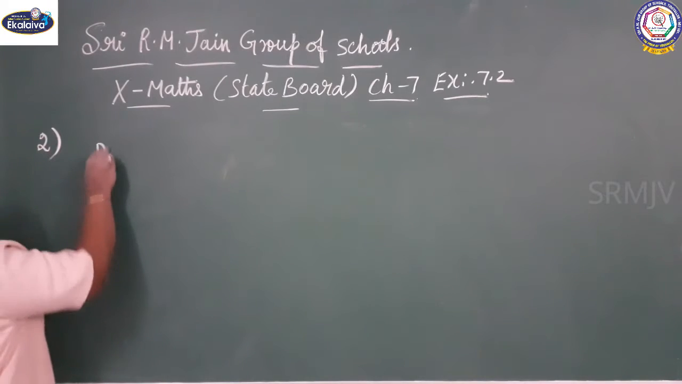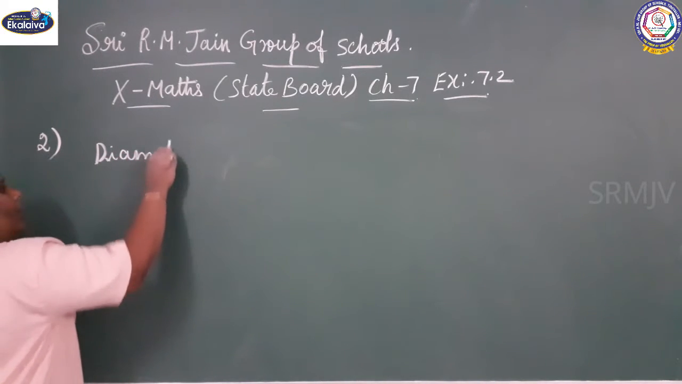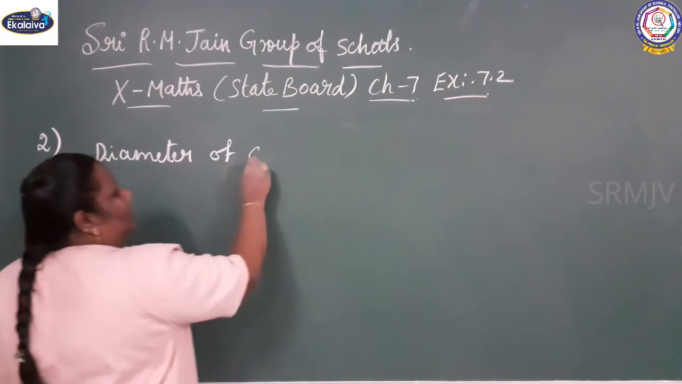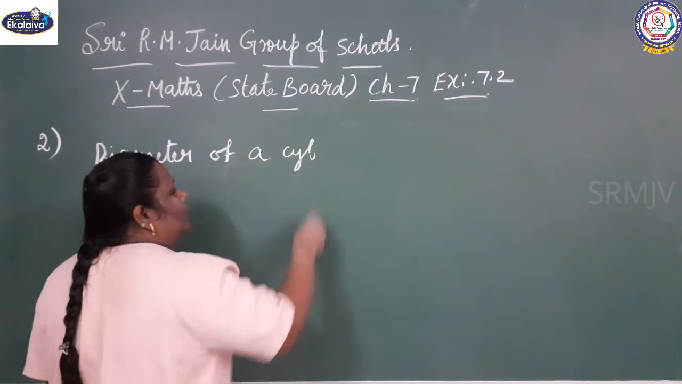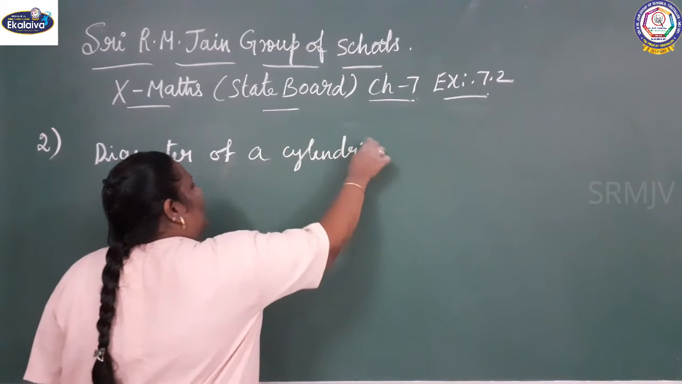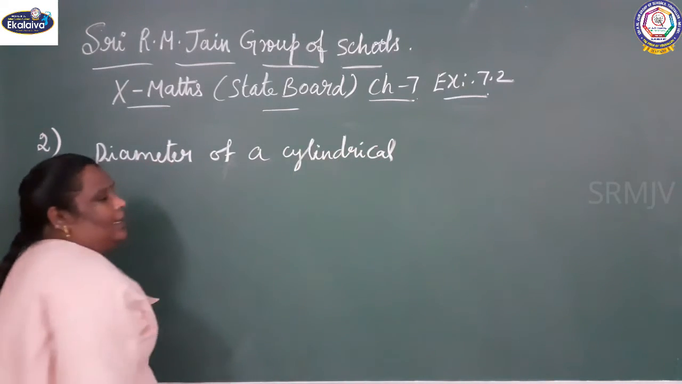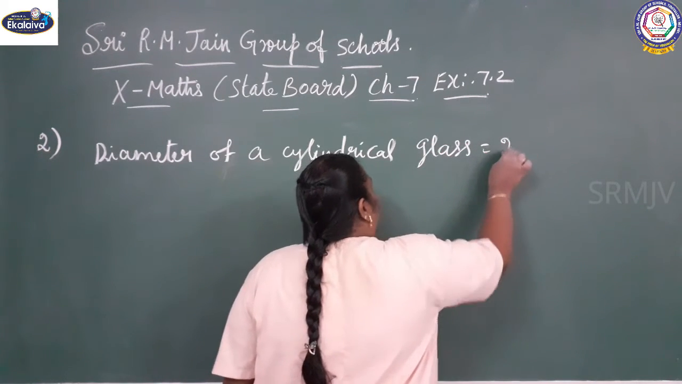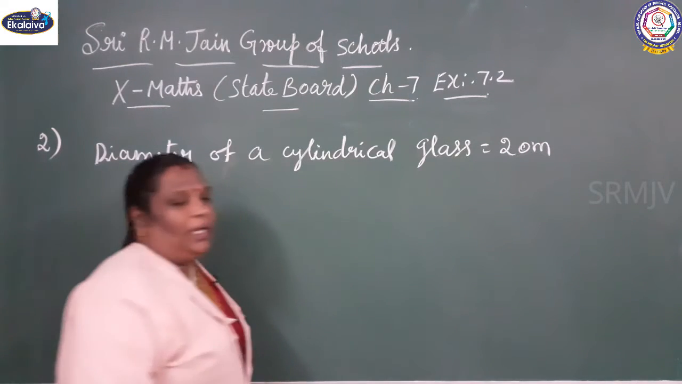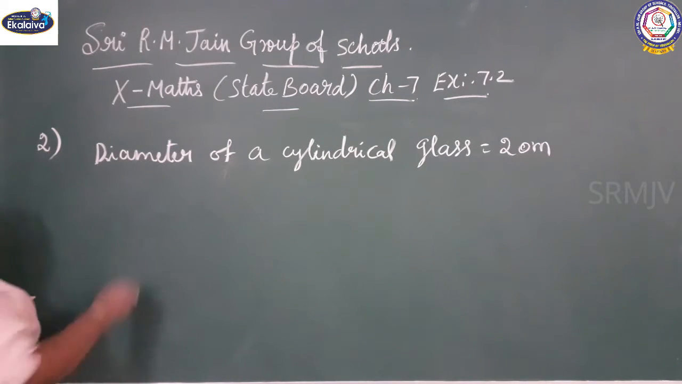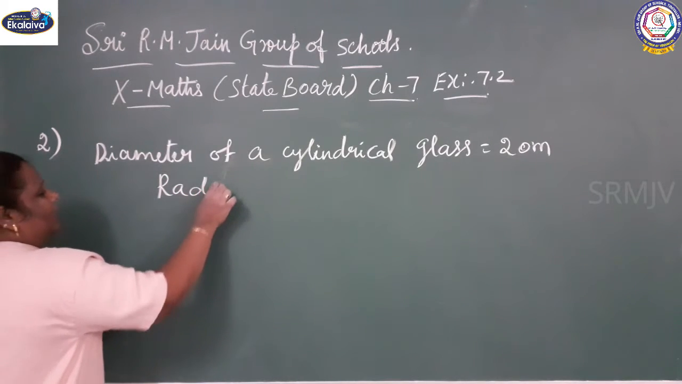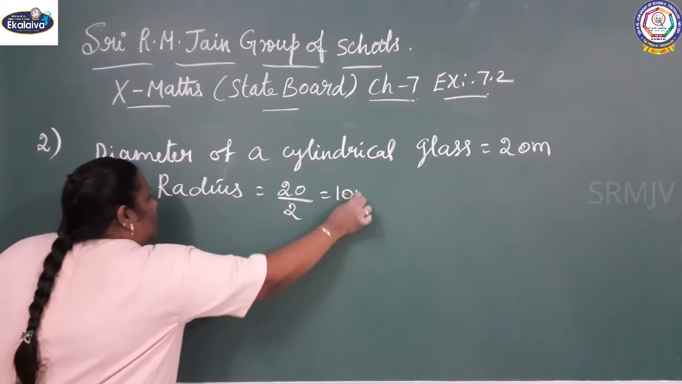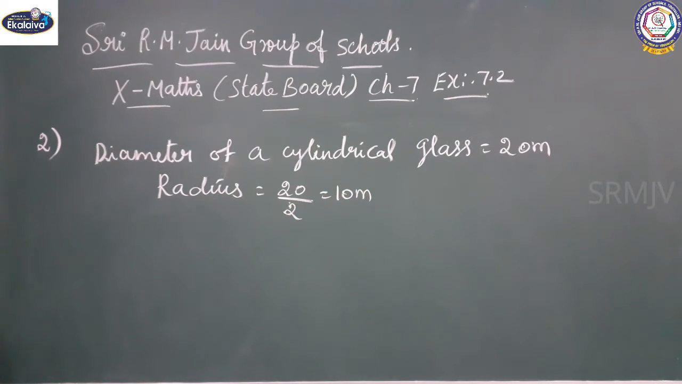The diameter of the cylindrical glass equals 20 centimeter. The radius of the cylindrical glass equals 20 by 2, which gives 10 centimeter.